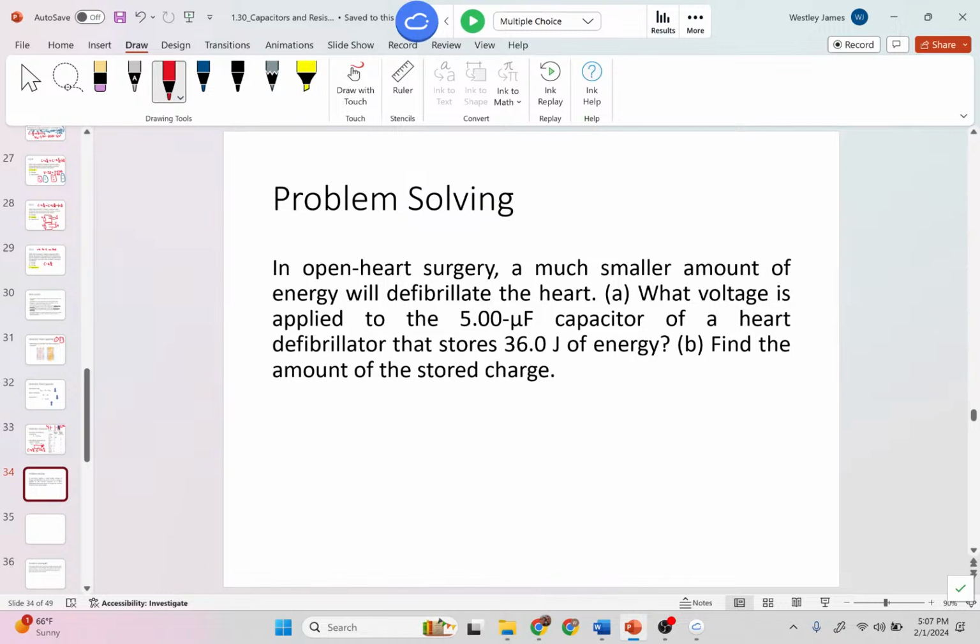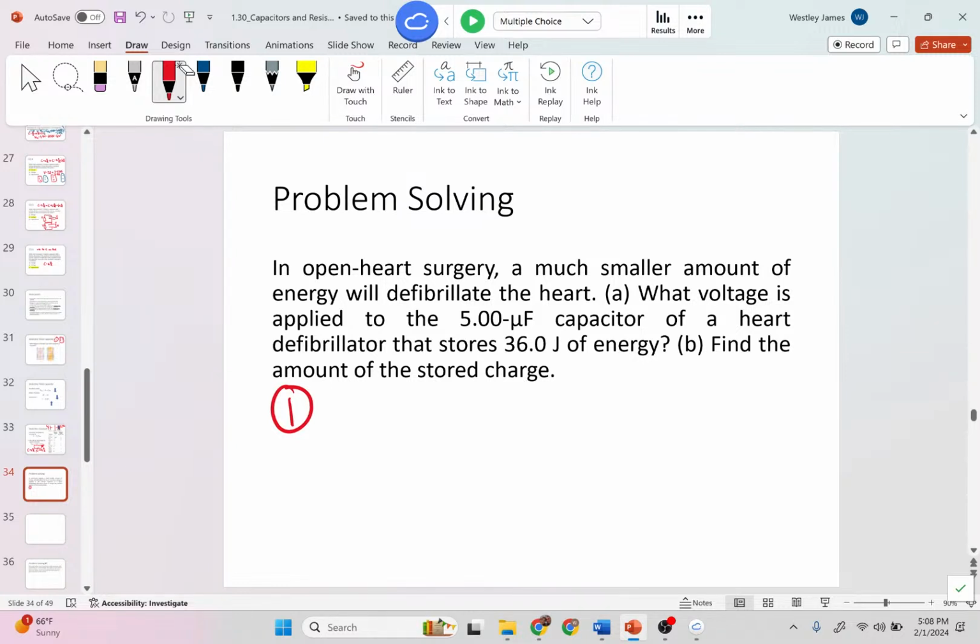So what voltage is applied to the 5 microfarad capacitor of a heart defibrillator that stores 36 joules of energy? Find the amount of charge stored. There's not really a picture here. Again, pictures really come in when we talk about vectors, when we talk about multiple point charges and distances. I mean, I guess there's a capacitor. Not every problem has a useful picture.